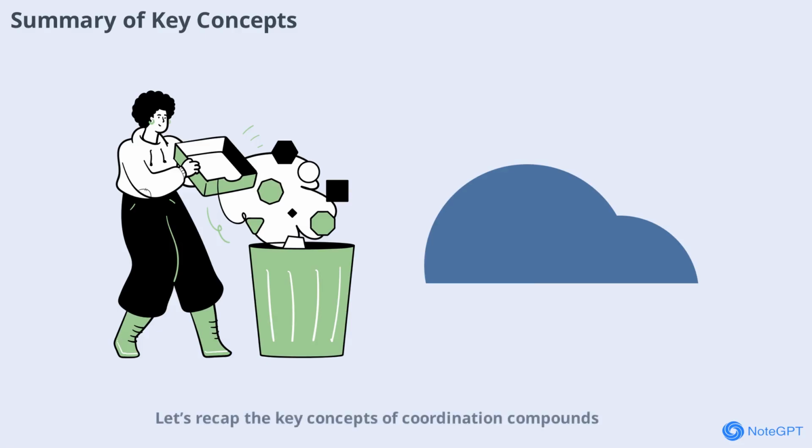Let's recap the key concepts of coordination compounds. We've explored their structure, types of ligands, bonding theories, isomerism, and diverse applications. From medicine to materials science, coordination chemistry is a cornerstone of modern science. Understanding these compounds equips us to tackle challenges and innovate across disciplines.